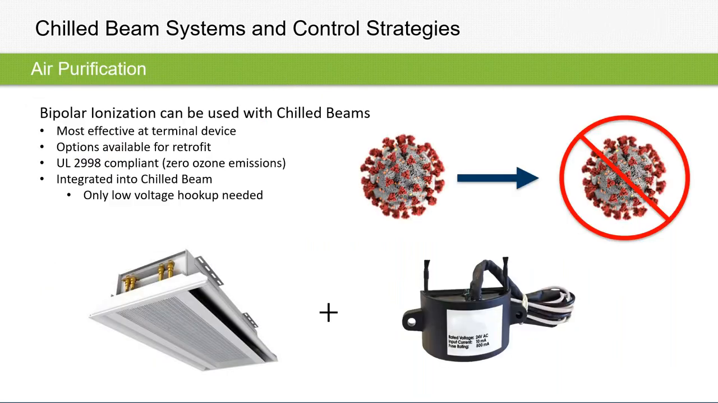So we'll move on. One other option that we see today: air quality has definitely been a huge concern of late, for obvious reasons, but we do have some options to put bipolar ionization within the chilled beams. So that is an option that we can provide. It's UL 2998 compliant, so we are not creating ozone with this device. It's powered low enough that it will not do that, and certified to that power level as well. But if you're interested in that, we can absolutely provide it in a range of our active chilled beam options.